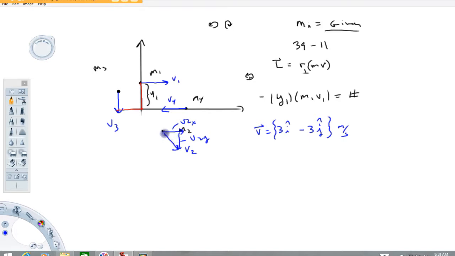Take v2x times this distance, and again, v2x acts all along this line, so it's actually this distance to the line of action, and that angular momentum is going to be counterclockwise, so that's going to be positive. Then when you do the v2y, you can think of that as acting along this line. The distance you need is here. And because this velocity vector is down, in a sense, that's a clockwise angular momentum. So that's going to be negative in the sign convention.